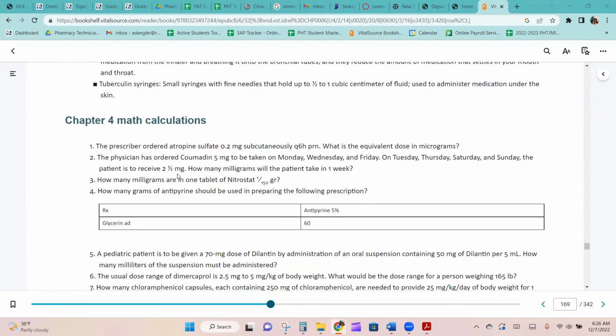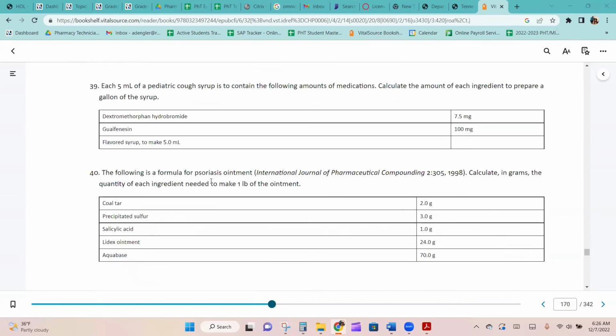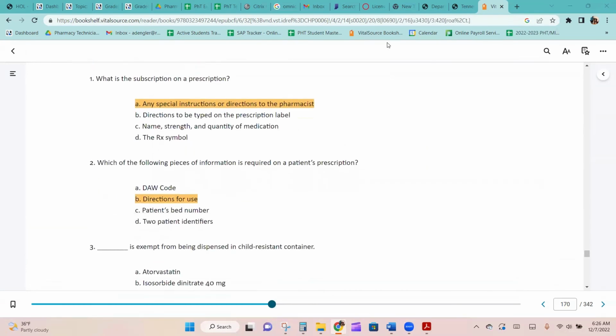Here's just some math questions that you can practice. And that will be it.